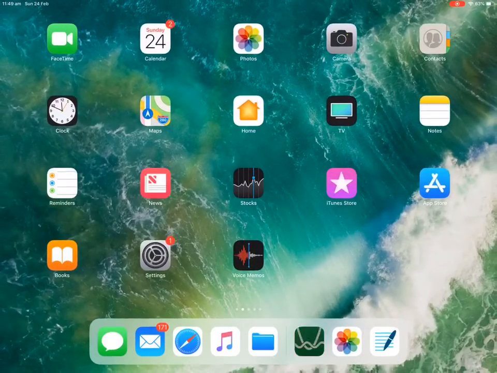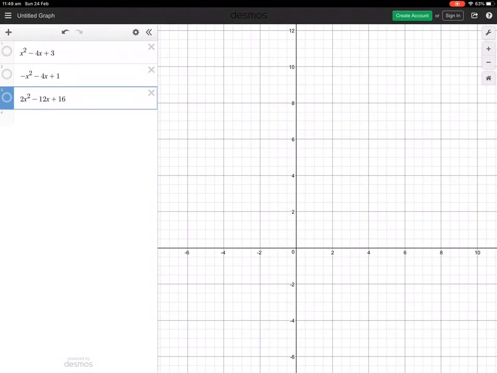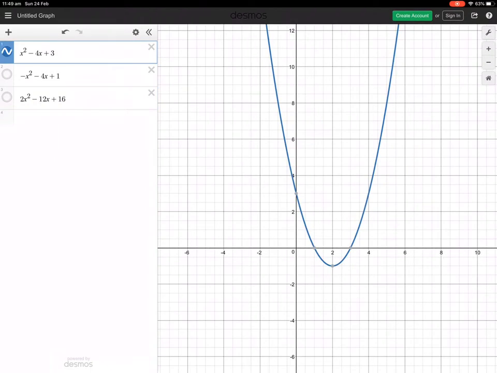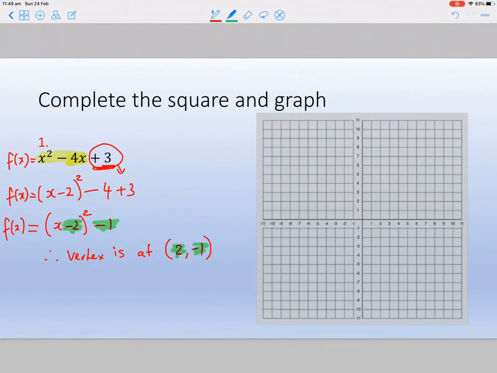I'll just show you on Desmos that that's there. I've drawn it there, and if I click down here on the graph, the vertex, notice it's 2, minus 1. So the really good thing about completing the square is that it gives us the graph straight away. Now, obviously we can find roots as well.